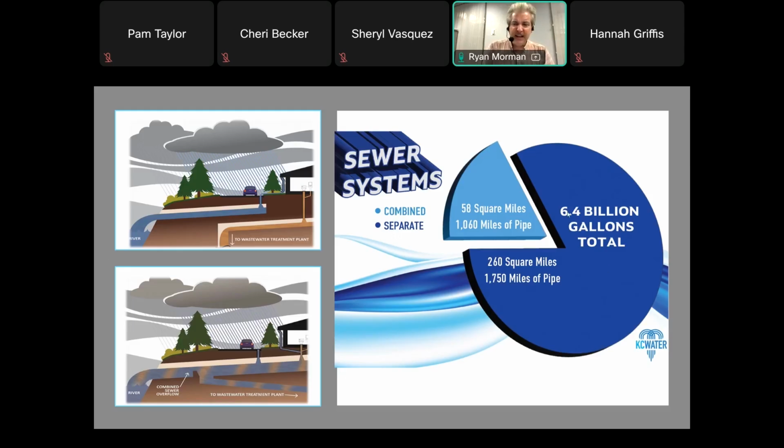But the good thing is most of Kansas City is separate. About 75% of our pipes are separate storm sewer. So the one you see on the top. But even though they're separate, you still have to remember any pollution on the ground can still get into our creeks in a separate storm and sewer system.